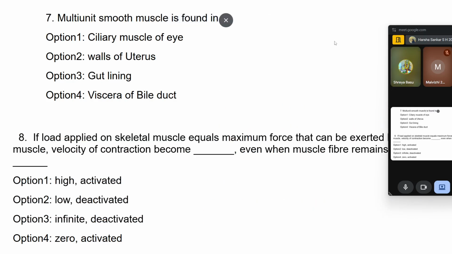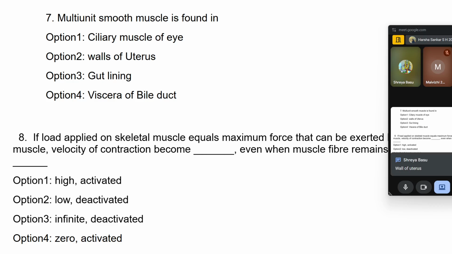Multi-unit smooth muscle is found in dash. There is single unit and multi-unit smooth muscle. Where we can see multi-unit smooth muscle is the question. Ciliary muscles, walls of uterus, gut lining, viscera of bile duct. Any guess? Correct answer is ciliary muscle of the eye.